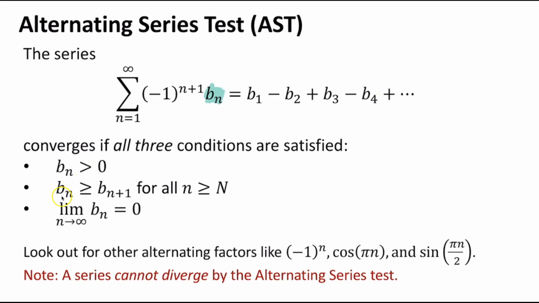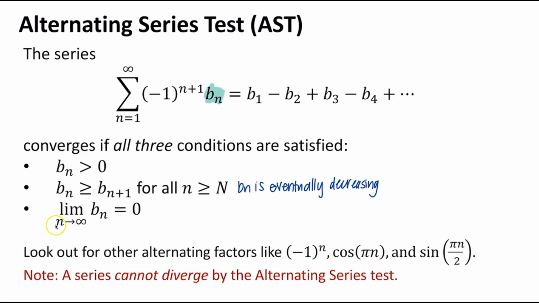The second condition, b sub n is greater than or equal to b sub n plus 1 for all n greater than or equal to some capital N. This is really just saying that b sub n is eventually decreasing. So remember, for infinite series, we really care about what's happening at the tail end. So as long as those individual values are eventually decreasing, our second condition is satisfied.